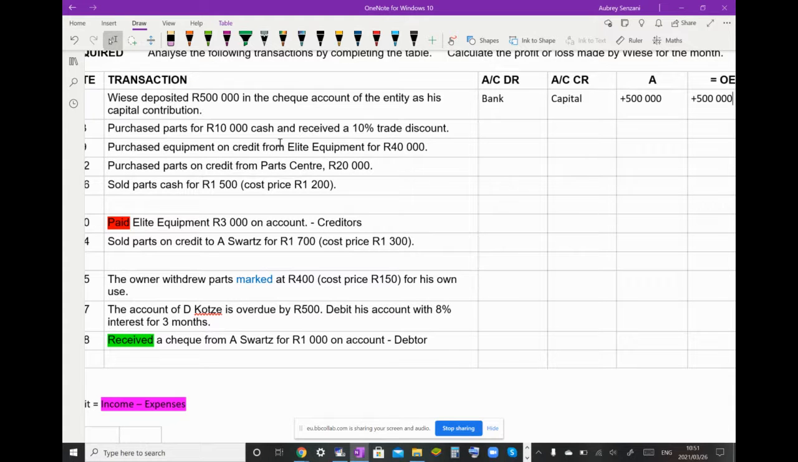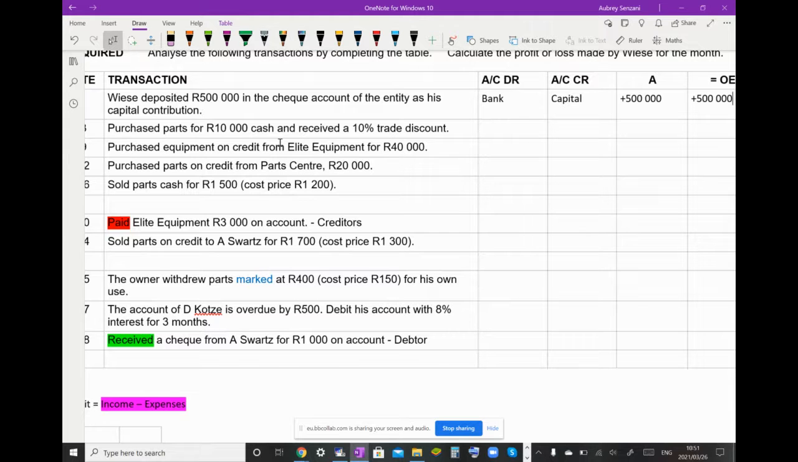Because it only says here trade discount. They will tell you it's a settlement discount or a trade discount. They always tell you. I haven't experienced a question where they just put it in such a way that you must then figure out whether it was a trade discount or a settlement discount. But they can. I've never seen them do it, but they can.